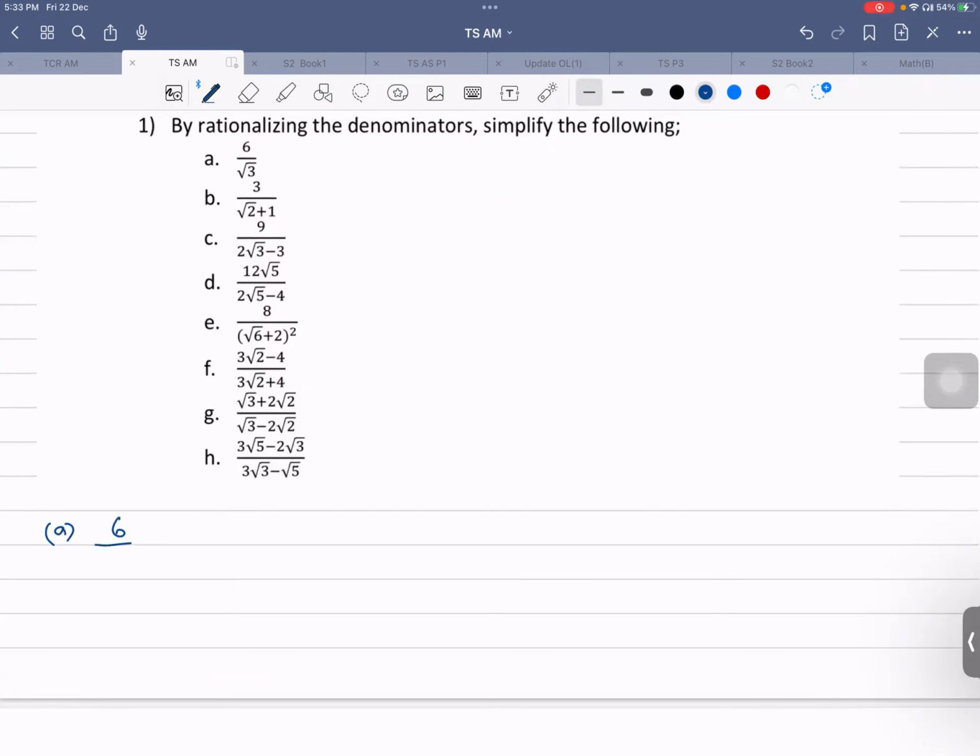So 6 upon square root 3 times square root 3 upon square root 3. Multiply the numerator with the numerator and the denominator with the denominator. Can this be simplified further? It can be simplified to 2 square root 3.